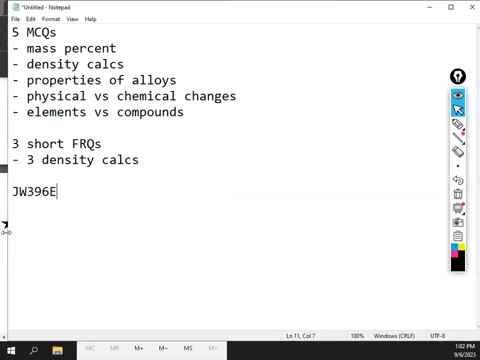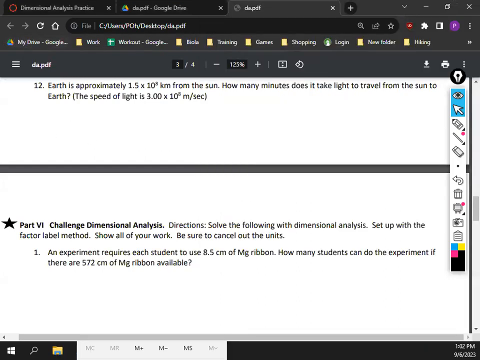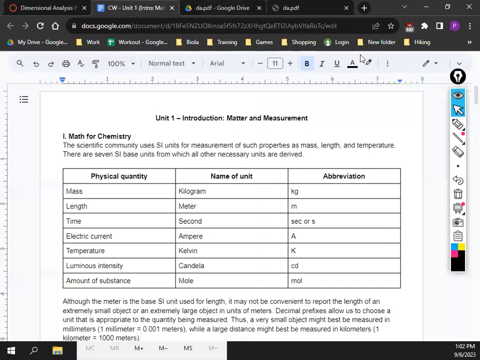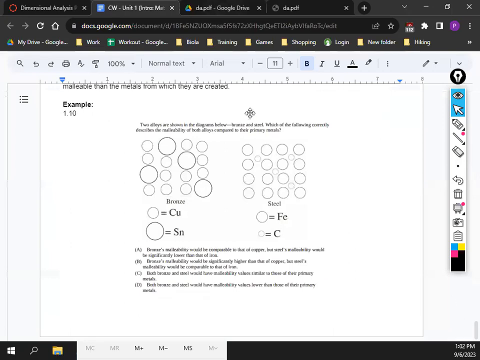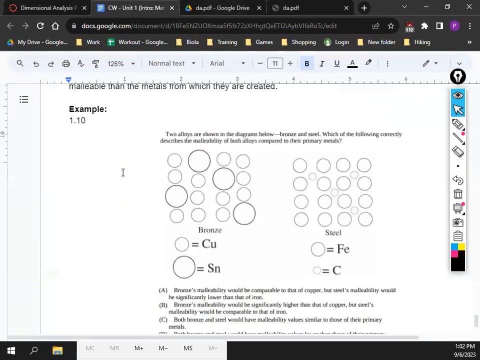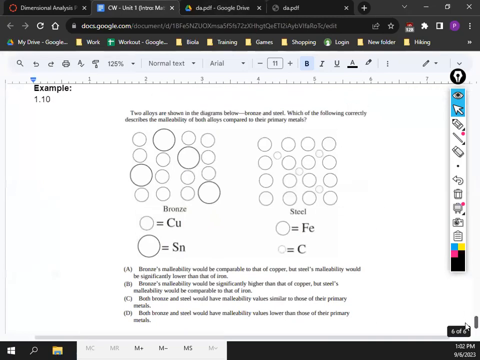Okay, so let's do one alloy question and then we'll take our break, and then we're actually going to start unit 2 today. All right. Okay, so I'm going to pull it up. If you want to go to the class workbook just so you have it on your screen, that's fine. But it's going to be this question right here, 1.10.